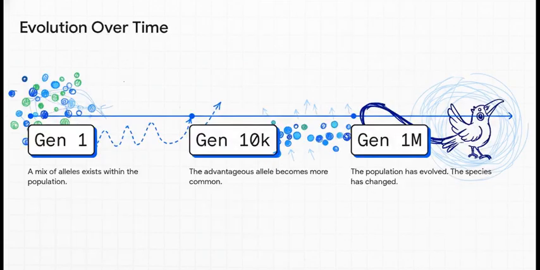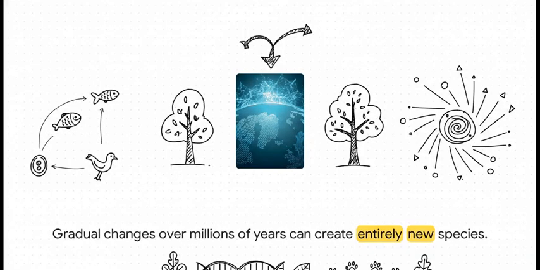And you have to remember, evolution plays the ultimate long game. This is not about changes you can see in a single lifetime. We're talking about tiny, tiny advantages building up over thousands, or even millions of generations, until the species itself has been completely reshaped. And when these gradual changes pile up for long enough, a population can become so different from its distant ancestors that we consider it an entirely new species.